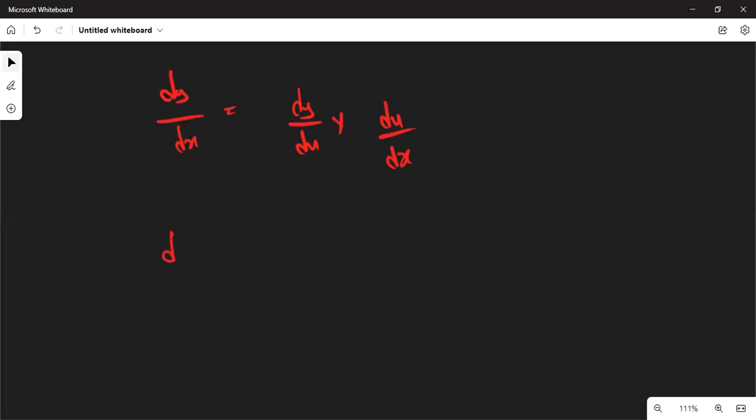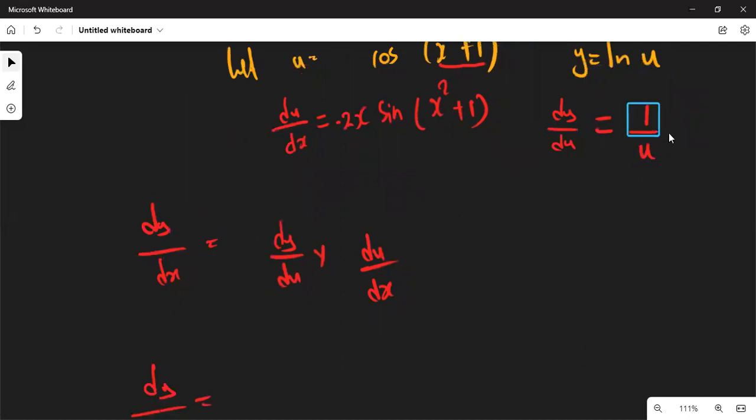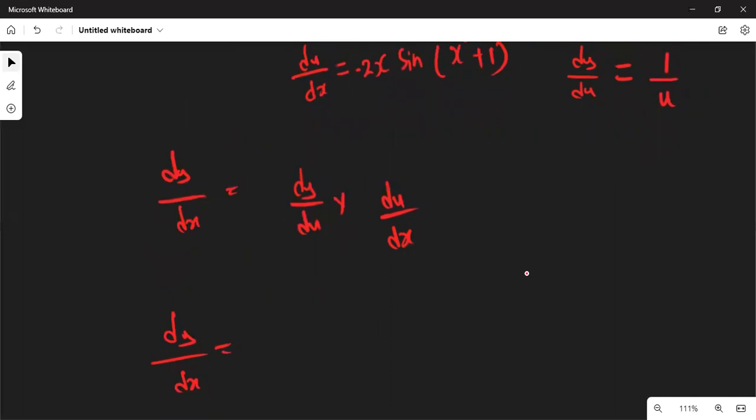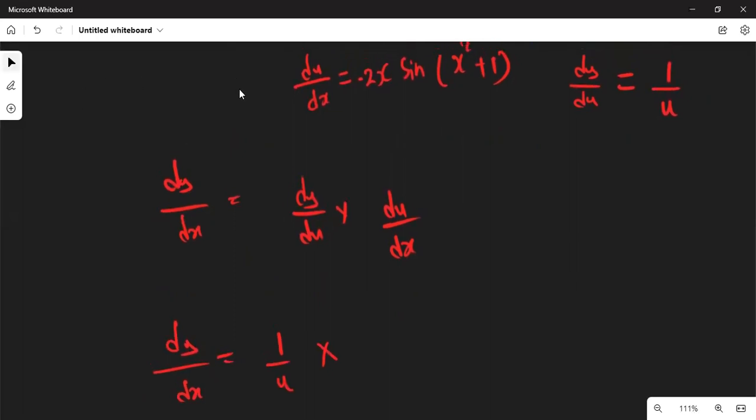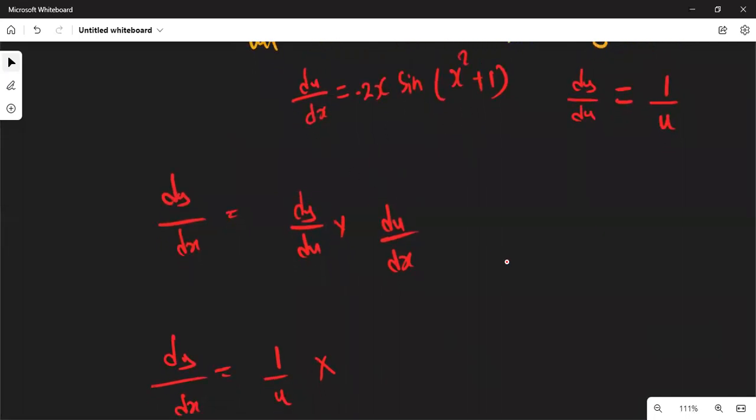All right, so we are saying that dy dx is going to be dy du. If we get back here to dy du, your dy du gave you this value, which is 1 over u. So we obtained 1 over u here. That's going to be 1 over u times du dx. So I want you to see that on your du dx, this is what you obtained. So we are going to write this part as it is, which is negative 2x sine x squared plus 1.